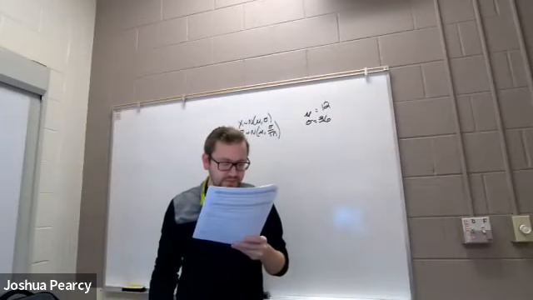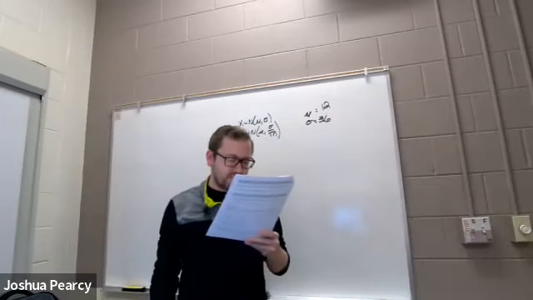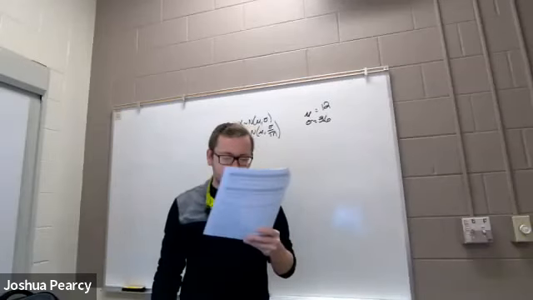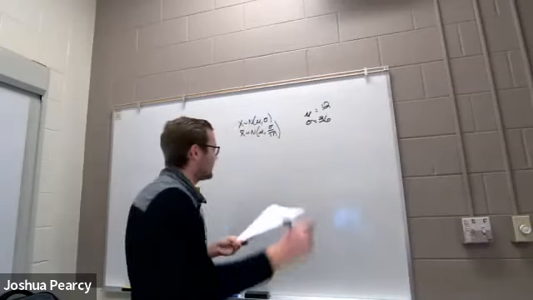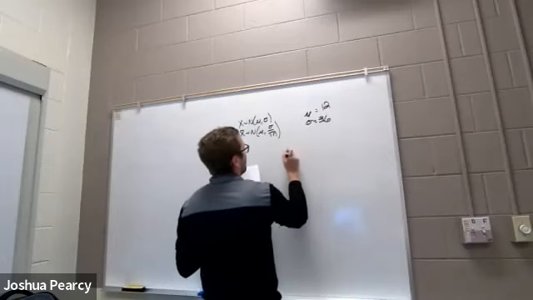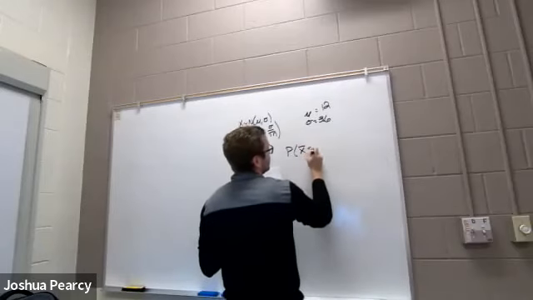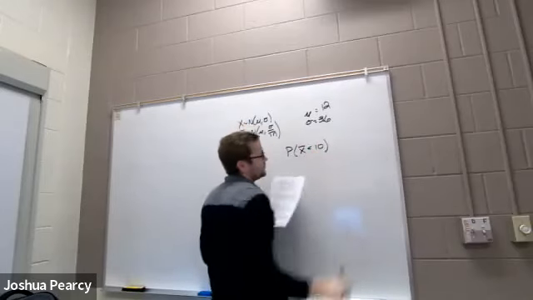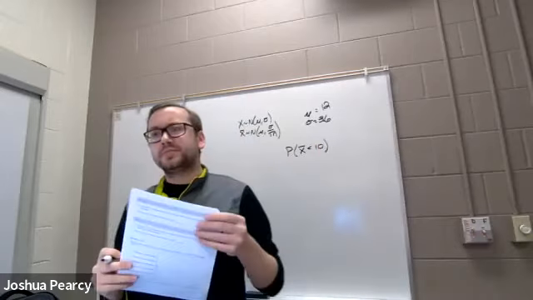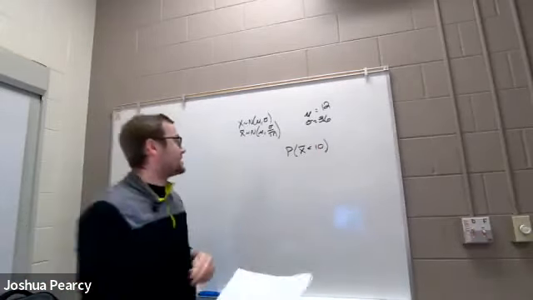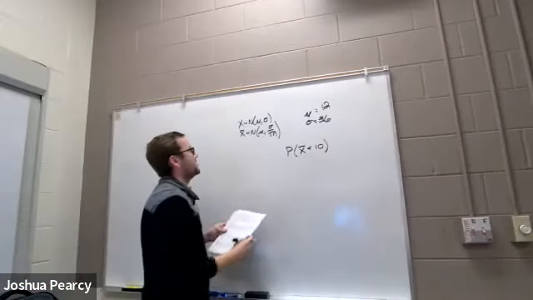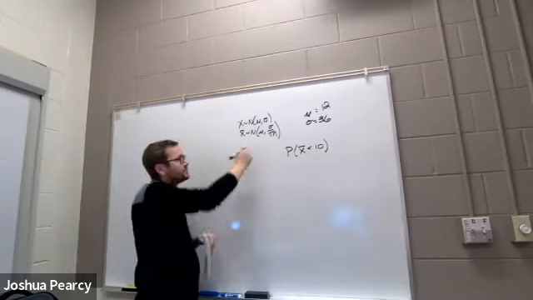It says find the probability that the mean of a sample of 25 is less than 10. That means it's asking for the probability of X bar being less than 10. Then you can find the z-score corresponding to this by using this right here.